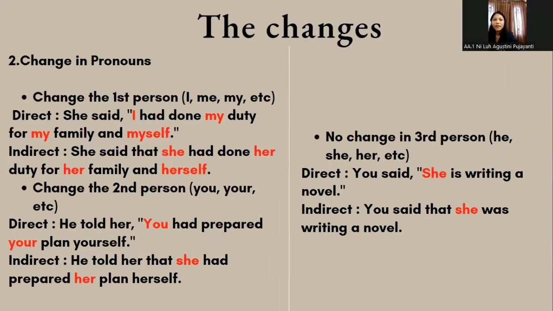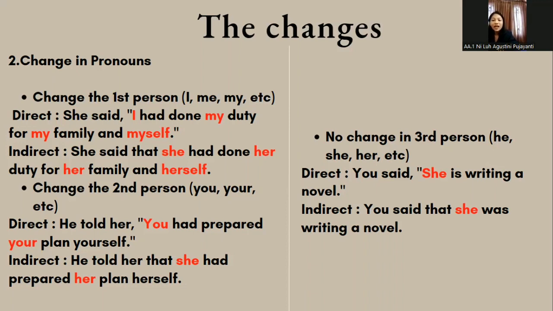And change in pronouns. Pronouns should be kept in mind when you change the narration from direct to indirect. The change in pronouns of reported speech depends on the view of the reporter. So see the rules. The first, change the first person, like I, me, my, etc., according to the subject of the reporting verb. So the example, direct speech, she said, "I had done my duty for my family and myself." So indirect speech will be, she said that she had done her duty for her family and herself.